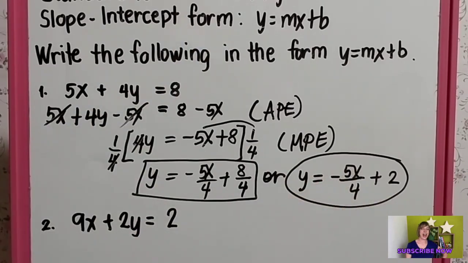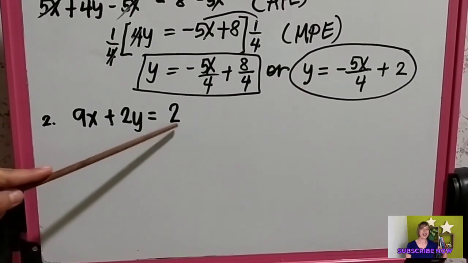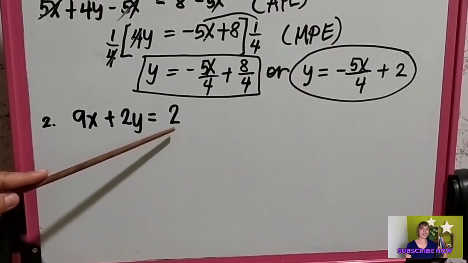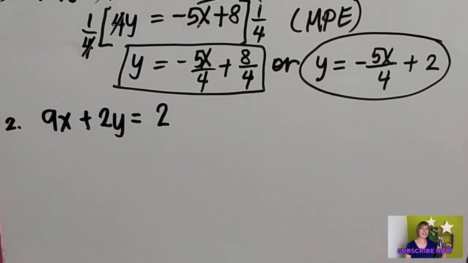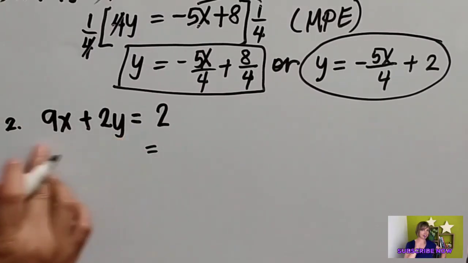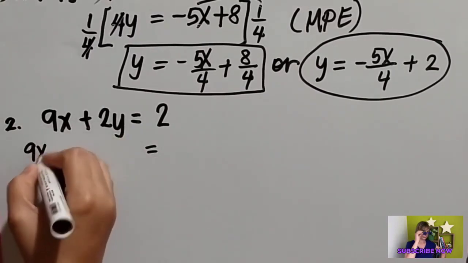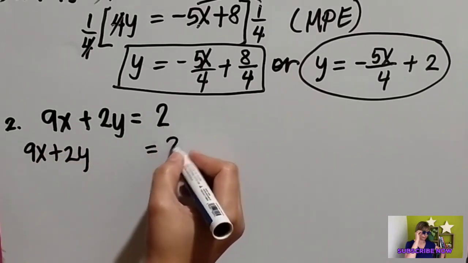So let's have the second example. Write 9x plus 2y equals 2 into the form y equals mx plus b. Again, we will do the same thing. On the left side, we have 9x plus 2y, and on the right side, we have 2.